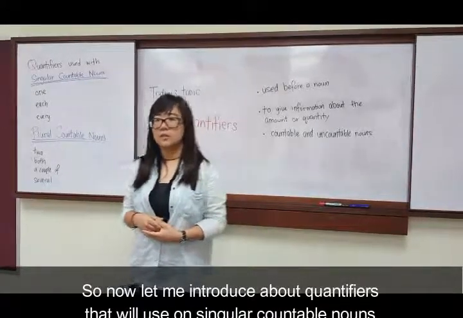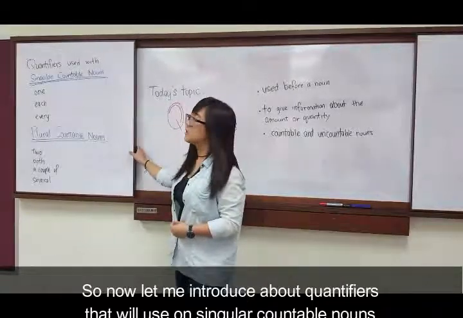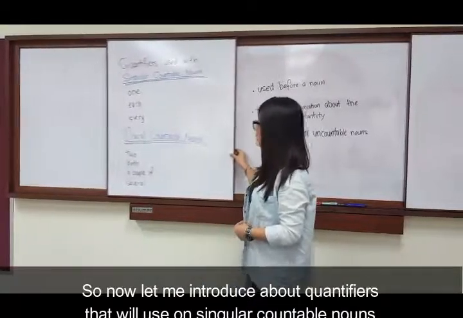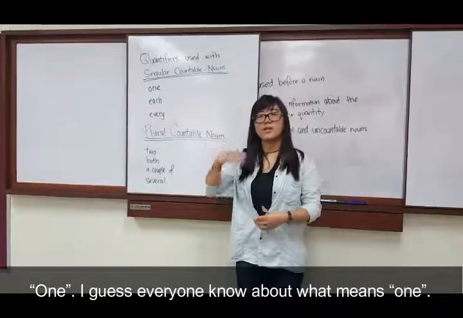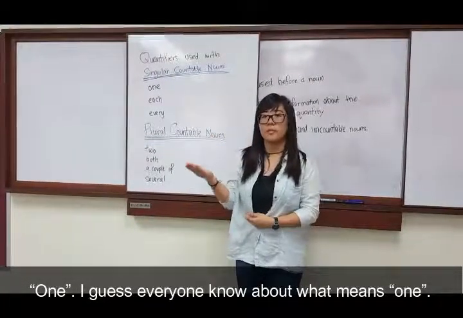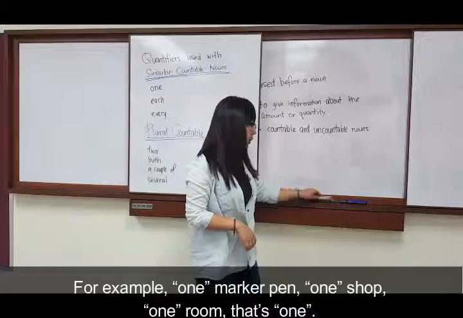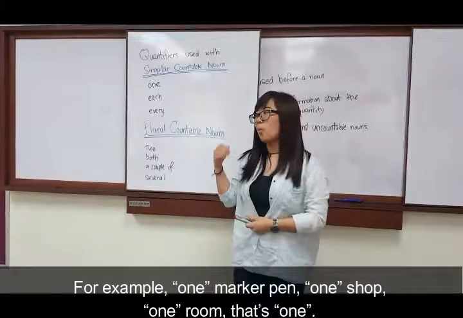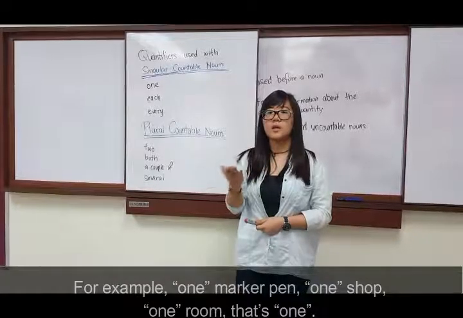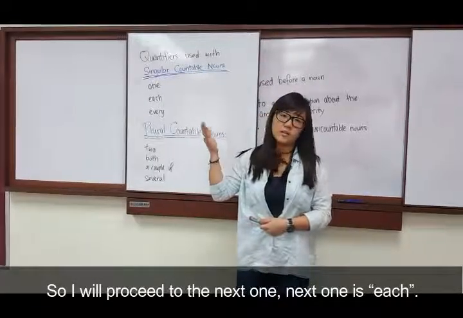Now let me introduce the quantifiers that we use with singular countable nouns. One. I guess you already know what one means. For example, one marker pen, one shop, one room. That's one. So I will proceed to the next one.